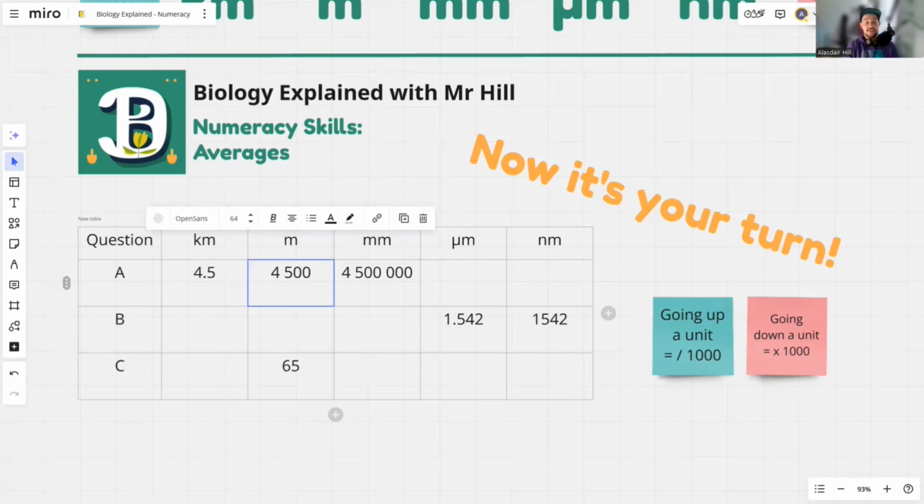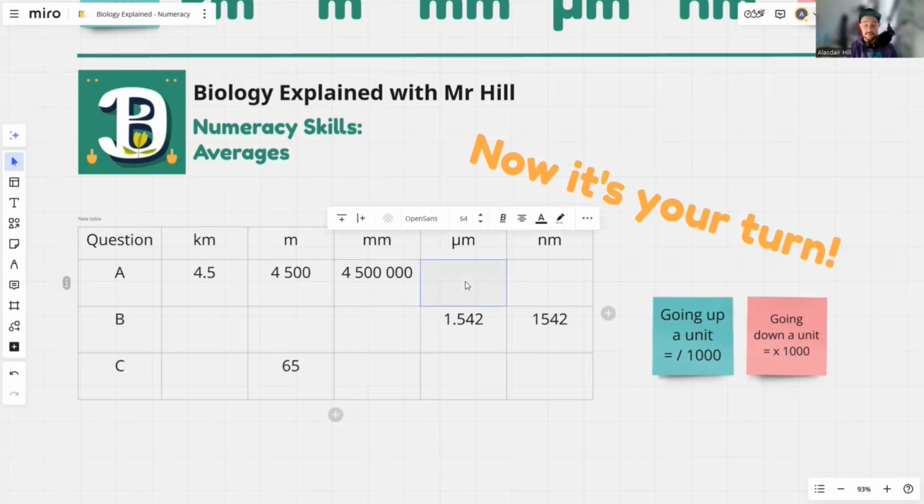Okay. Now we're going to check to see if this is correct with our next unit. We've been given the millimeters already. And so we're going down a unit once more. So we're going to multiply 4,500 by 1,000, which gives us 4.5 million. And you can see that's correct because we've got 3 extra zeros here at the end. So we know that our meters are correct. Next, we're going to convert this to micrometers.